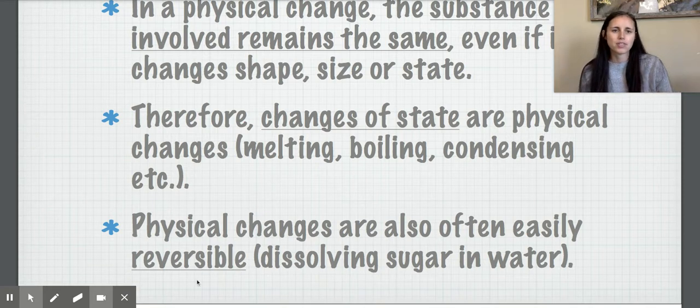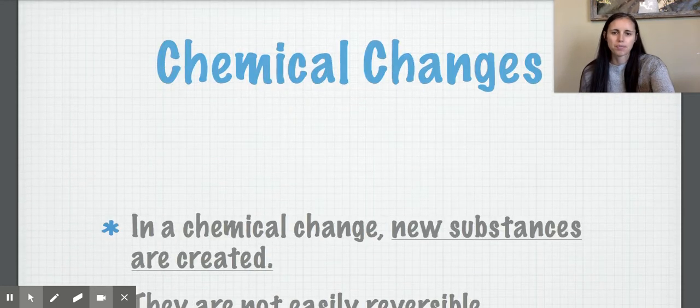One way to tell if something's a physical change, you want to think about if it's reversible. So not always, but oftentimes physical changes are easily reversible. So for example, when something goes from a solid to a liquid, you could always change it back from a liquid to a solid. Even something as simple as dissolving sugar in water is considered to be a physical change because you can always boil away the water and you'll be left with the sugar.